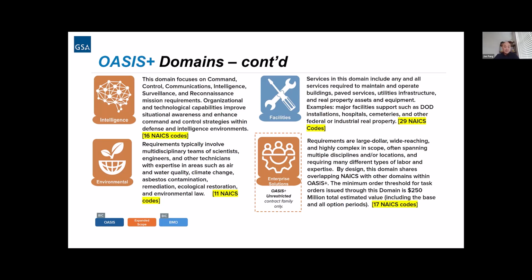And lastly, there's the enterprise solutions domain. As mentioned before, this is for the unrestricted contract family only. It's designed to support enterprise requirements that tend to be very large and complex, covering multiple disciplines and labor categories, and usually involves multiple locations of performance as well. These also tend to be very large in dollar value. Because of the complexity and the magnitude, small business as a prime will have limited activity in this domain, but they are open to serve as a sub to some of the larger prime vendors on this domain.